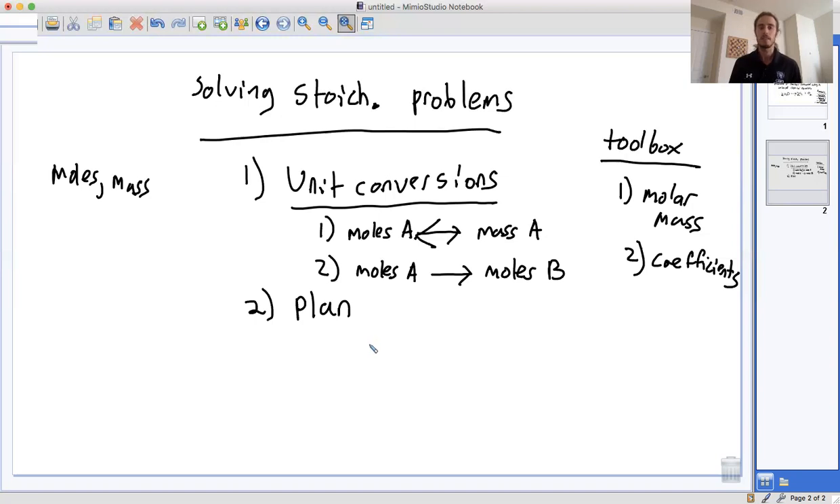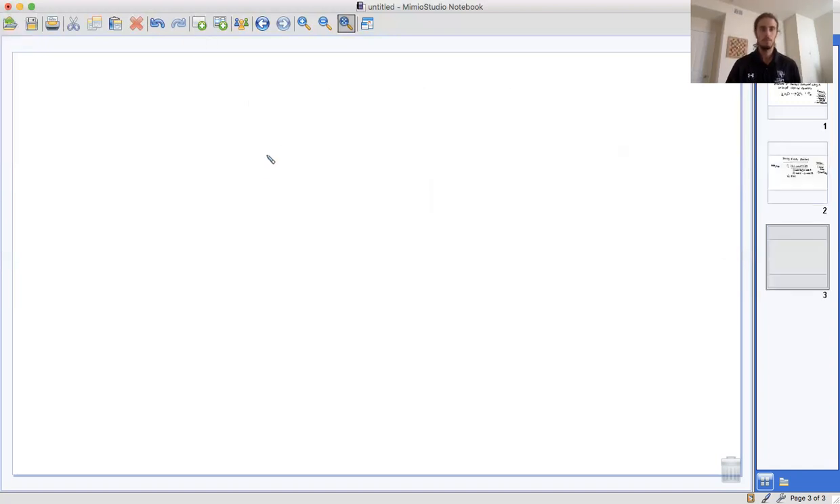If we're working with a problem, we need to plan out how we're going to solve it first. Let's look at an example. Actually, before we look at an example, let's talk about those unit conversions.